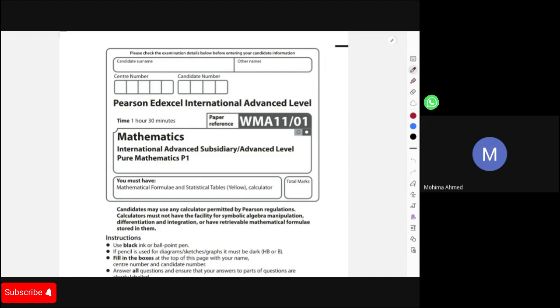In the last class, we completed all the topics from P1. This is your January 23 P1 paper. We'll try to solve the entire paper in today's class.